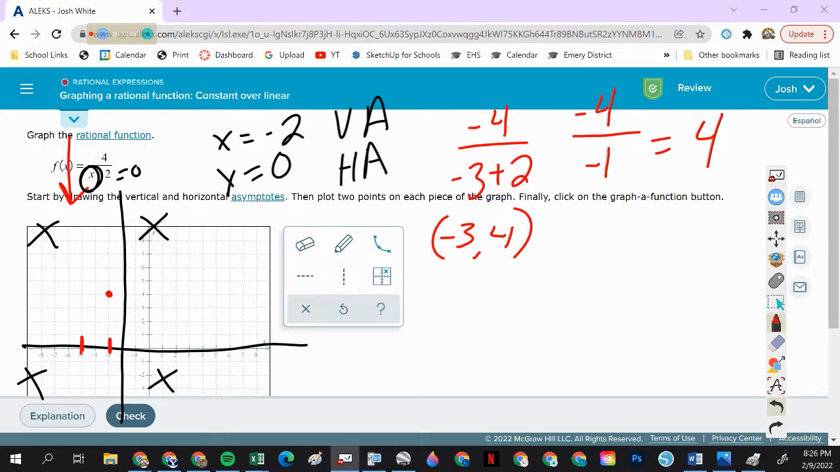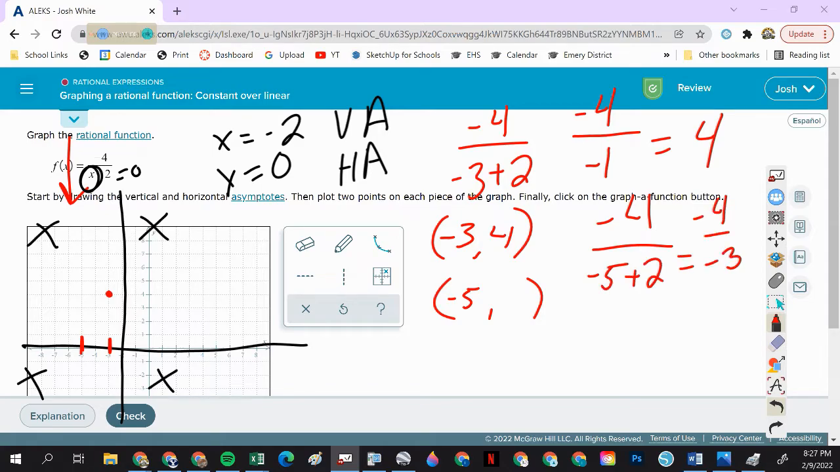Okay, and now let's plug in -5. -4 over -5 plus 2. That's -4 over -3, which simplifies to be 4/3. So 4/3. I use the coordinate plotter, and I type in -5, 4/3, which is like 1 1/3, so it would be right here. So now I have 2 points on this side.